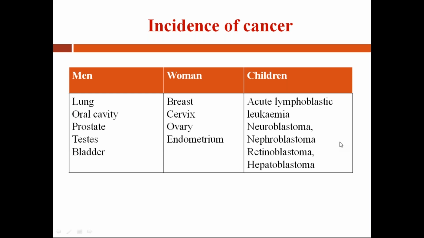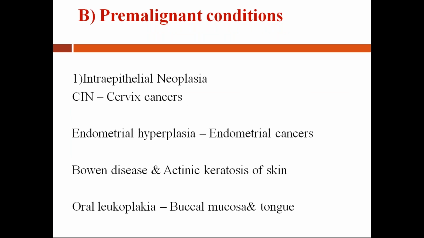Children, I don't know anything about celebrity children. So these are the tumors which are common in children. Now, pre-malignant conditions have to be treated at that stage. If not, they will progress to cancer. Cervical intraepithelial neoplasia in cervical cancer, endometrial hyperplasia in endometrial cancer, Bowen's disease and actinic keratosis of the skin. They are pre-malignant conditions. Oral leukoplakia in cancer of the buccal mucosa and tongue. All these are pre-malignant conditions.